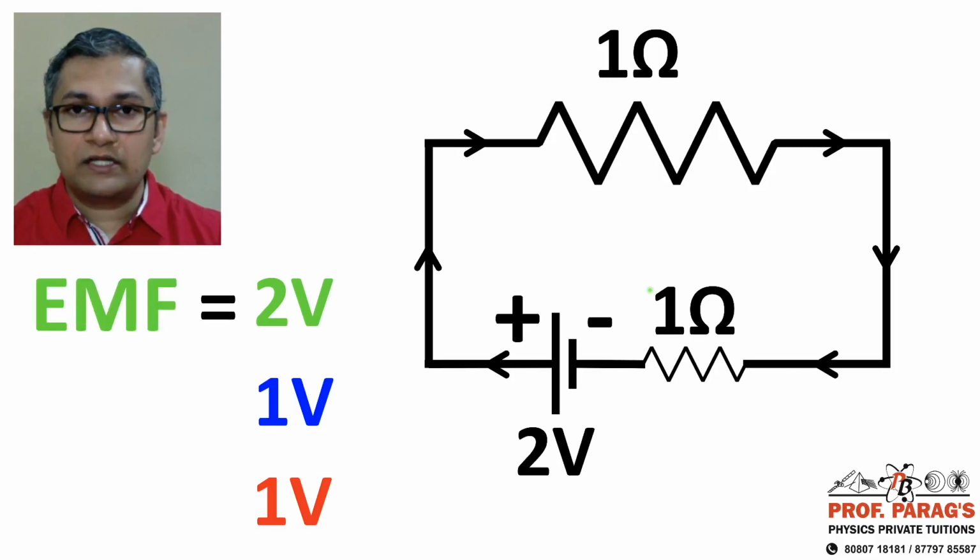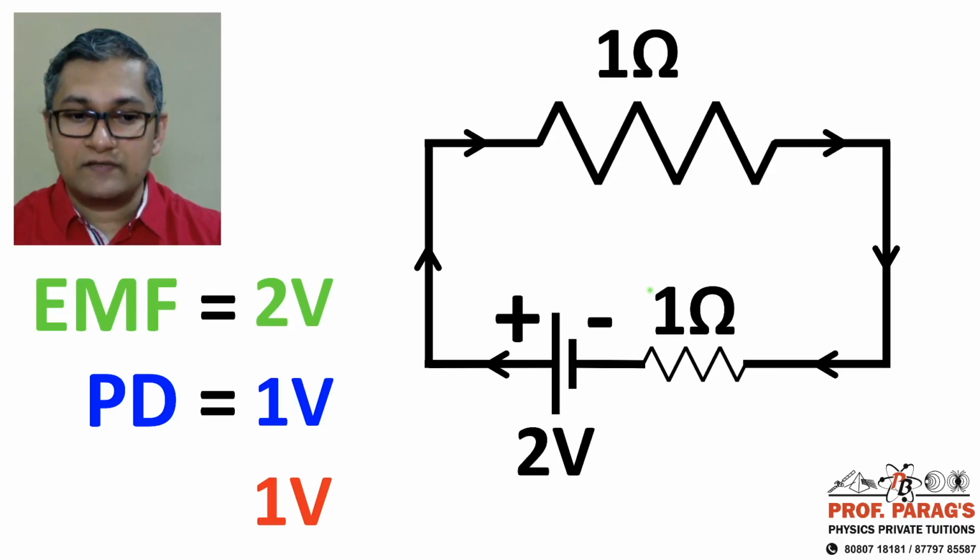So this 2 volt is what we call EMF. You might have heard it in school, depending on the board in which you were. EMF stands for electromotive force. We'll talk more about it later on. Then the 1 volt that we get across the capital R, the external resistance, is what we call PD. PD stands for potential difference, which is also a voltage.